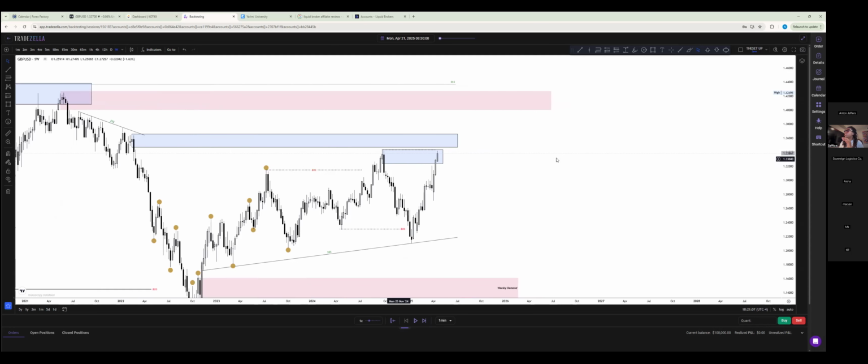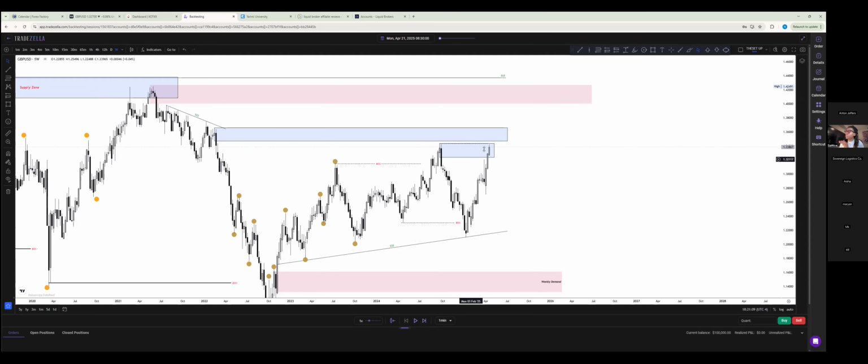Now, to answer what you said earlier, this zone will not be respected. Whenever you see price enter a zone with this sort of momentum, this is a full body candle. This is full commitment that is bullish. And then it prints another one, this full one. No, this zone will fail. 100% this zone will fail.